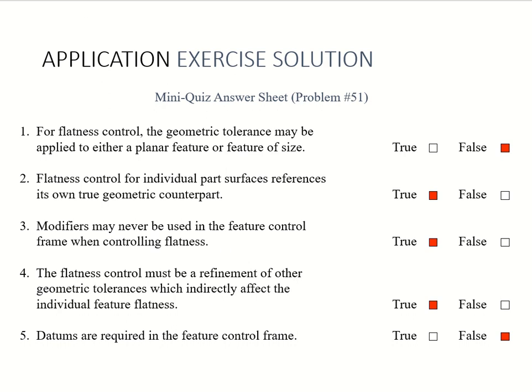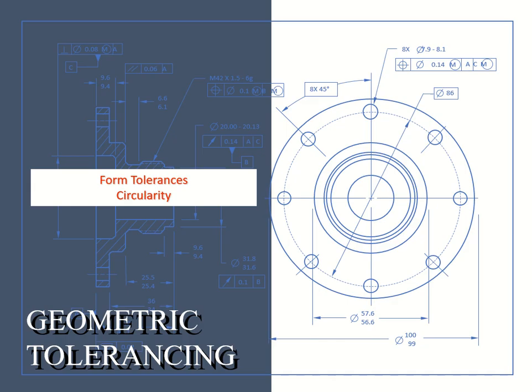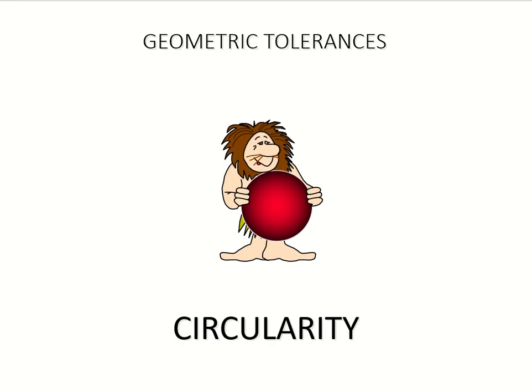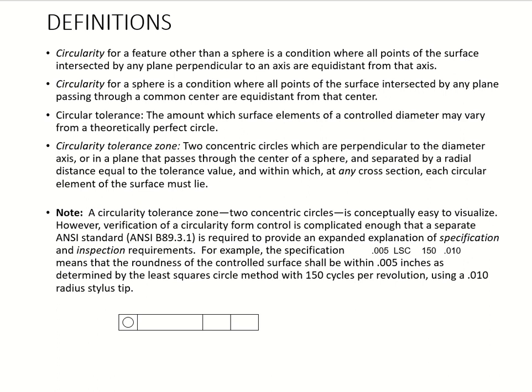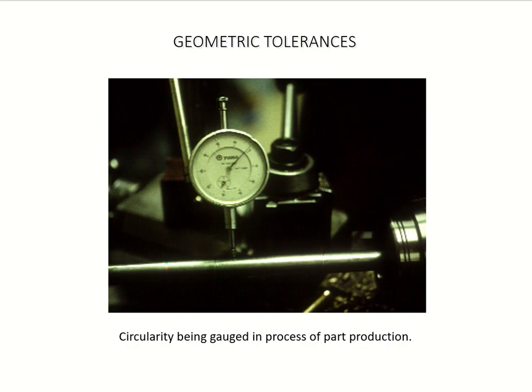All right, then we'll get into another one, which is circularity, another form tolerance. So this is your circularity. Here are your definitions. Of course, I'm not going to ask you all the definitions. If you can recognize it, you're okay, and we will go over each one of them as we go into our lecture. Here's a little picture where you can see your gauge. We use it in manufacturing part production to measure the circularity.